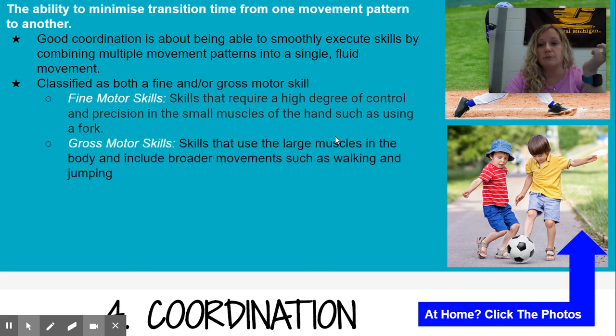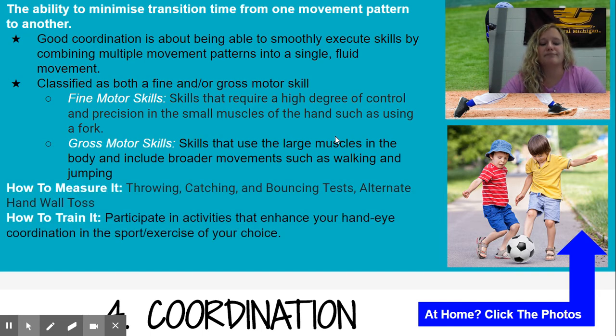And then gross motor skills are the opposite of that. So there's skills that use large muscles in the body. They include broader movements such as walking, jumping, skipping, walking backwards, those types of things. How we're going to measure it, we're going to measure it through throwing, catching, and bouncing tests, as well as alternate hand wall toss tests. And then you can train it by participating in activities that enhance your hand-eye coordination.